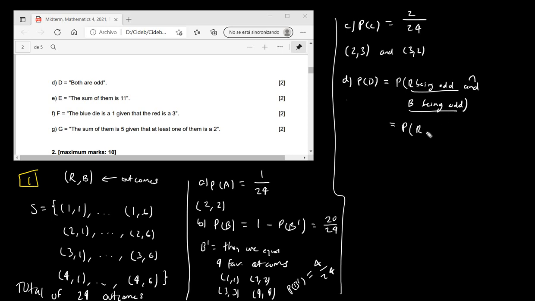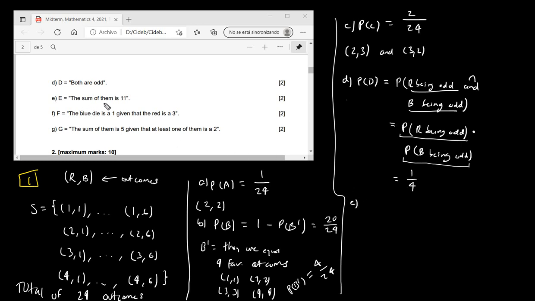The probability of red being odd times the probability of the blue being odd. And since I know each one of these, because it's very simple, what is the probability of red being odd? It's 1/2. And the probability of blue being odd is also 1/2. 1/2 times 1/2, 1/4. And that solves letter D.